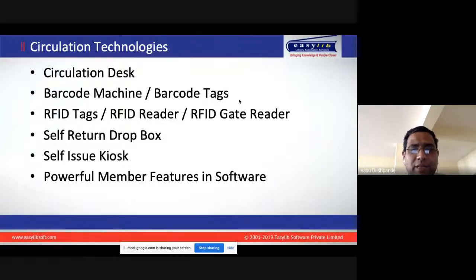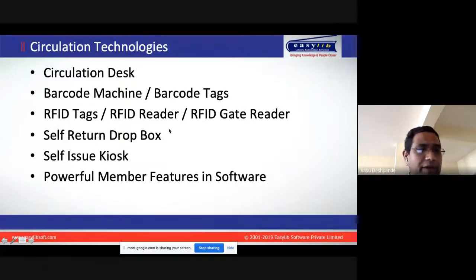Okay, this is the last slide before we go into the demo. Circulation technologies, the good olden times. You have a circulation desk. Students will give a request, you issue the book, either manually or through the software. Now, barcode machine, barcode tags. Each book has a barcode tag. You scan the barcode, scan the student's barcode, and issue the book in the system.